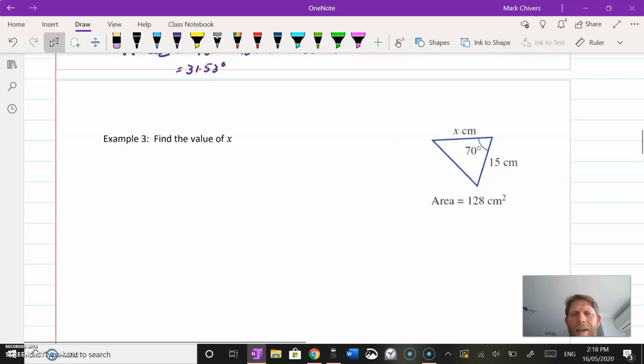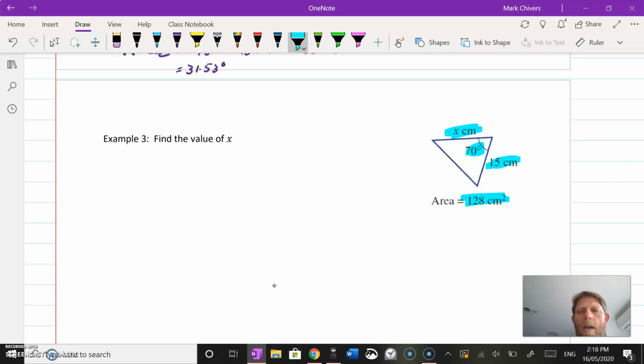Now, the next example we have, we've got two sides and an included angle. So that looks right, but instead of having the side, we've actually been told what the area is. So we have everything we need, we just need to rearrange the equation once we substitute in. So half ab sine C. If we start substituting in, we already know what the area is. That's 128.